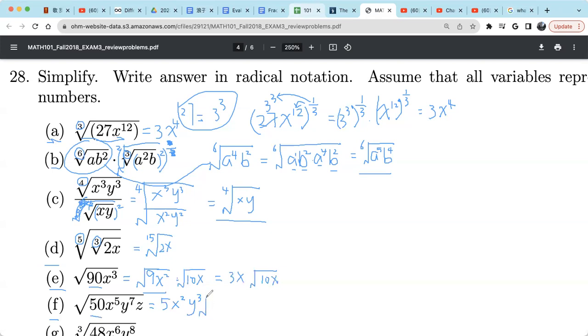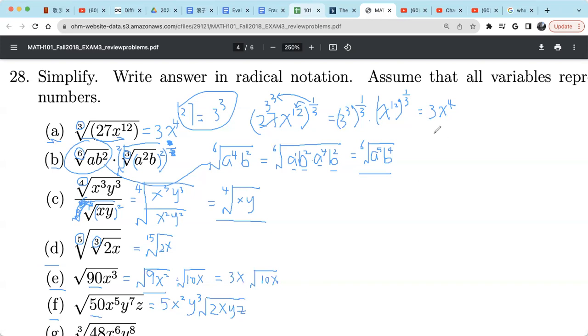Then what's left under the radical? 5 is the square root of 25. So 50 is 25 times 2, so we still have 2 here. X raised to 5: x raised to 4, square root, x squared comes out. So we have x left. Same for y and z. So our answer for F is 5x squared, y raised to 3, square root of 2xyz.